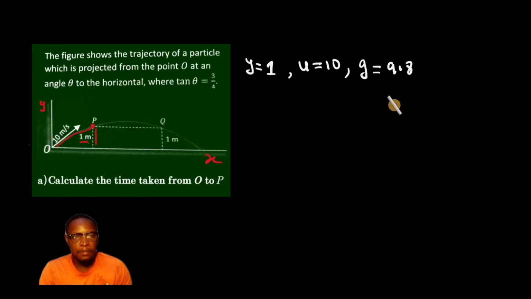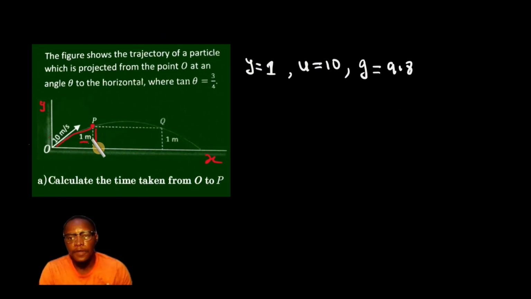This is the vertical axis. This is the horizontal axis. The vertical height at P is 1 meter. That's at P, y equals 1, and the speed U is 10 meters per second. Now let's assume g is 9.8 meters per second squared.